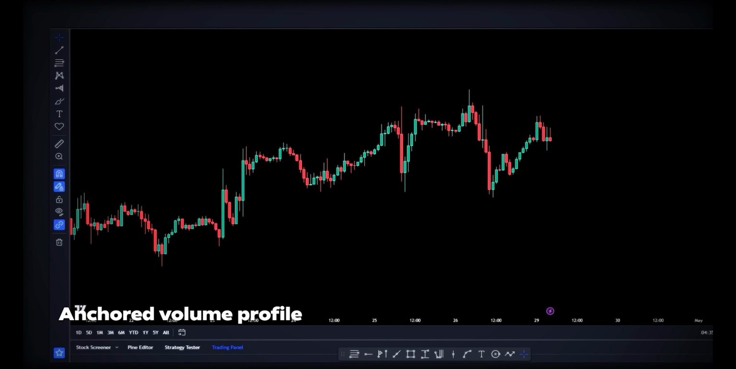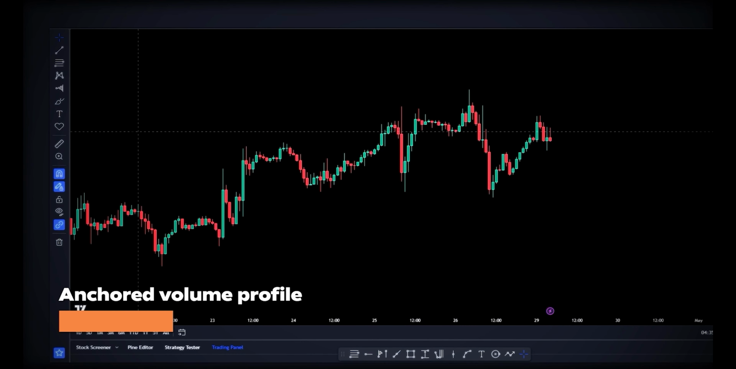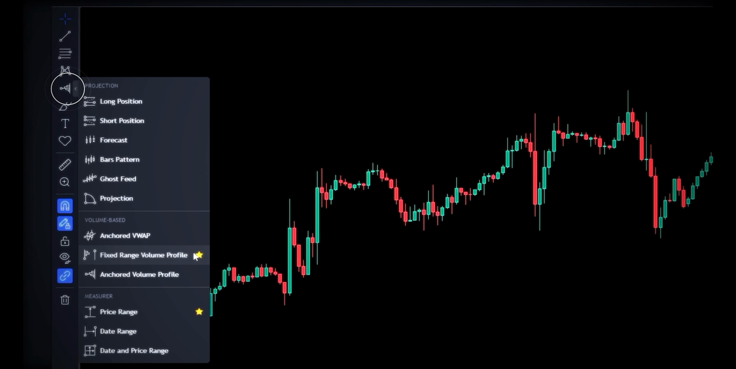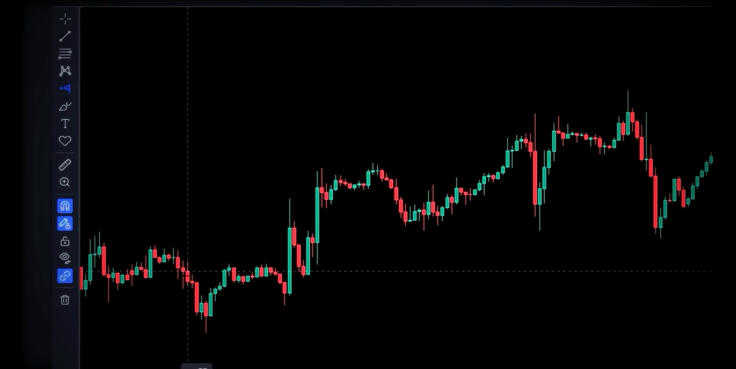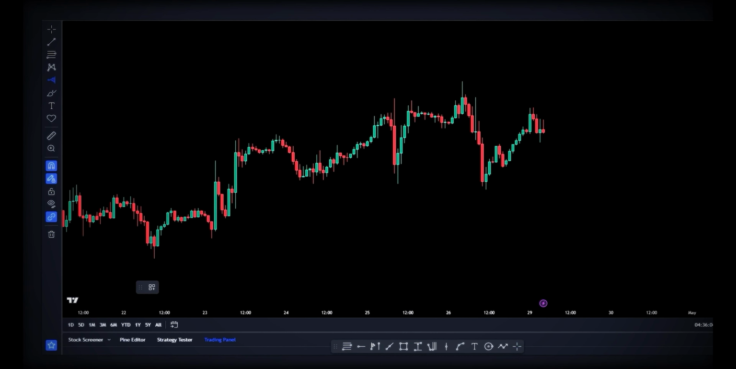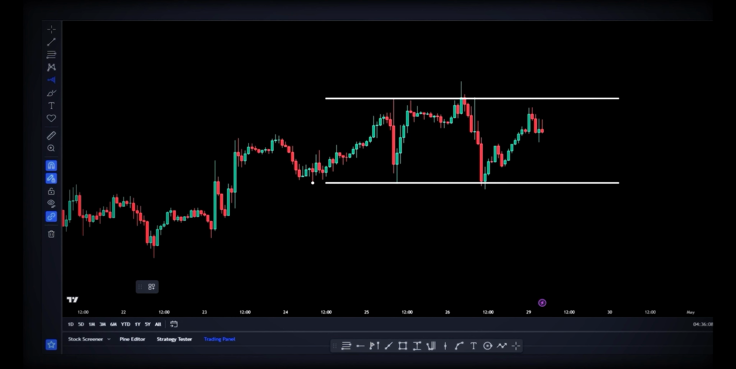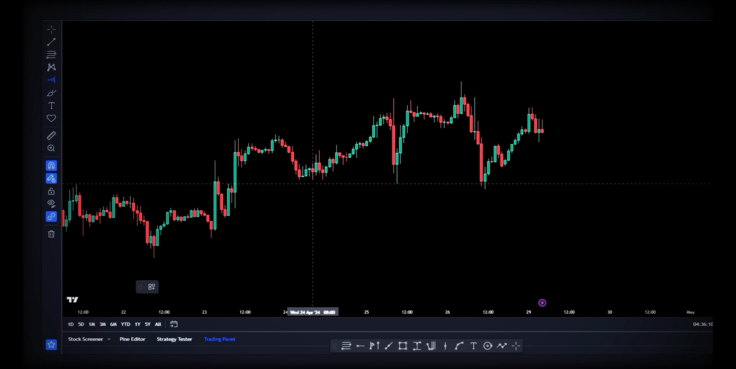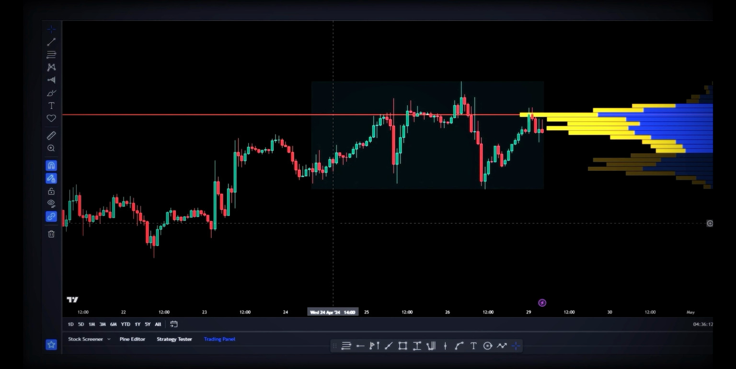A great place to start is the anchored volume profile. You can find this right here in the toolbar on the left, just above the brush icon. With volume profile tools, you typically want to use them on ranges. So identify the first point where the range starts and click on it.